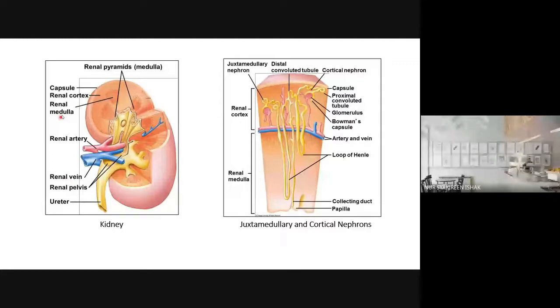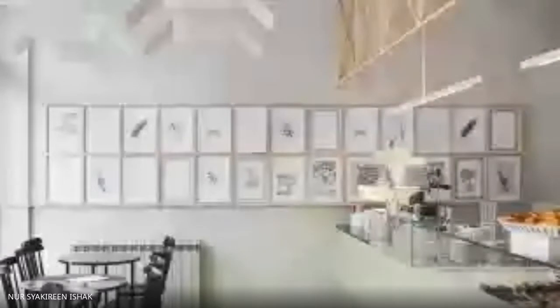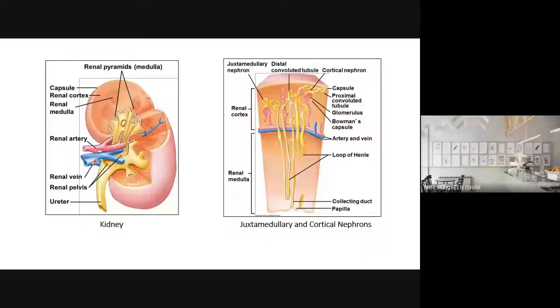So here you have the two blood vessels. You have the renal artery that brings oxygenated blood to the kidney, and you also have the renal vein that removes deoxygenated blood from the kidney.